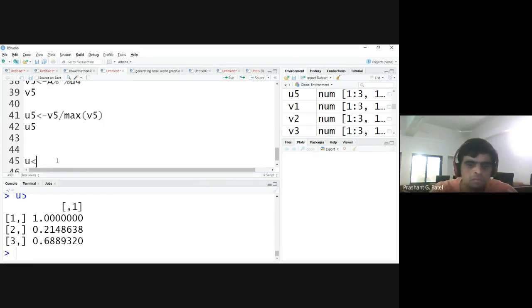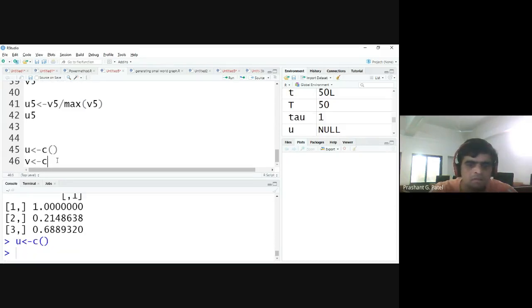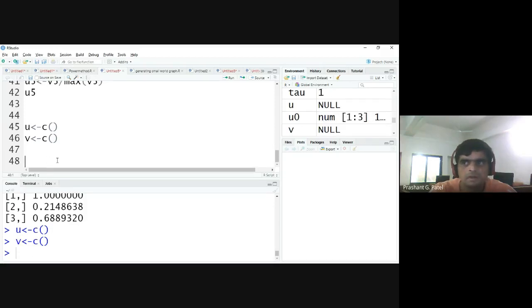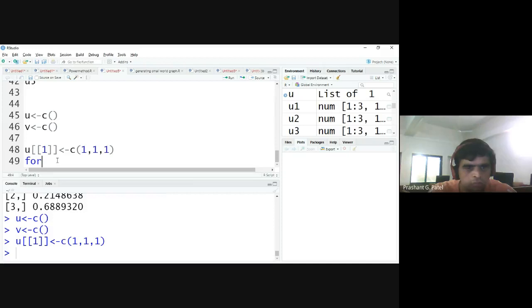We'll have U, we'll make an empty vector. V is an empty vector. We'll create V, which is an empty vector, and we'll start initially with c of 1, 1, 1. Initial starting with that. Now we'll run a loop for I in 1 to 50. You can take as many as you can, but I'm fixing it with 50.